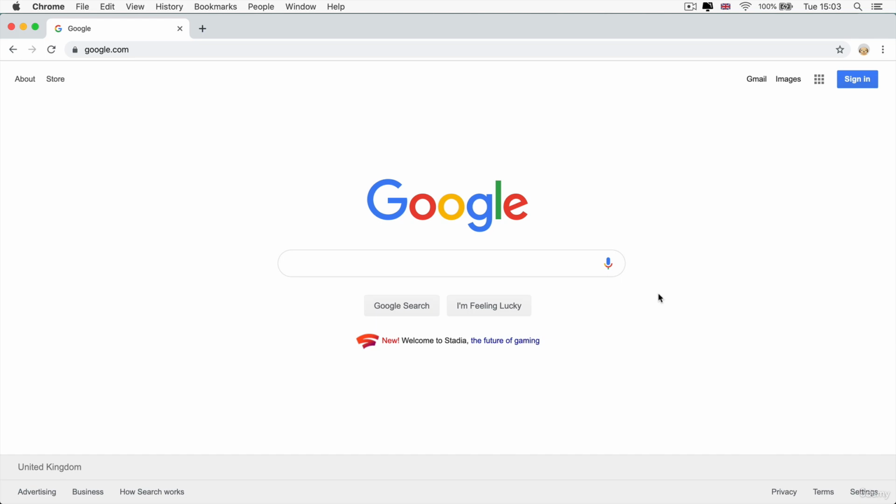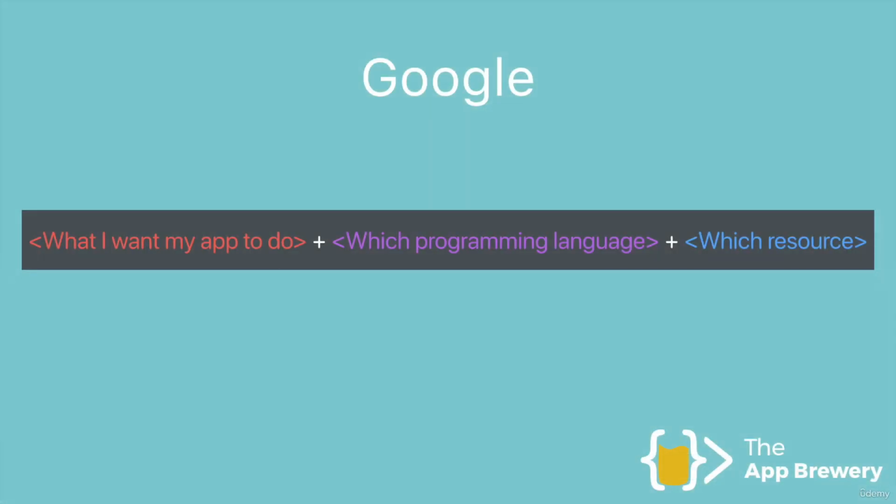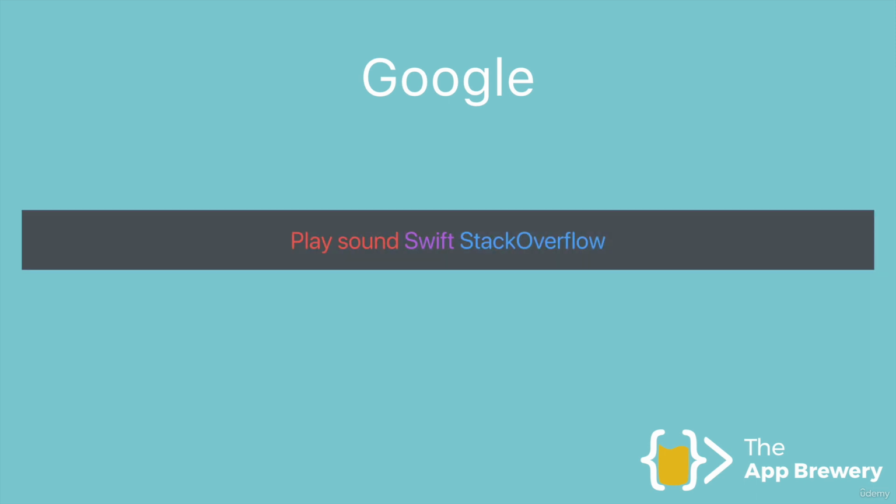So when you're doing mobile app programming, I recommend following this search structure. First, what I want my app to do. Secondly, which programming language am I using? And third, which resource do I want to come up? In our case, our search query will look something like this: play sound using Swift on Stack Overflow.